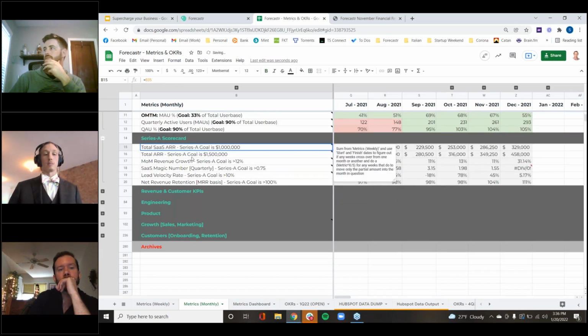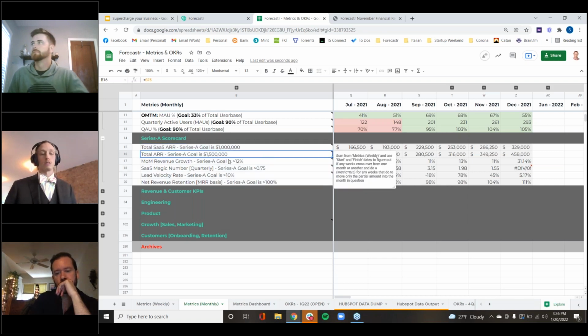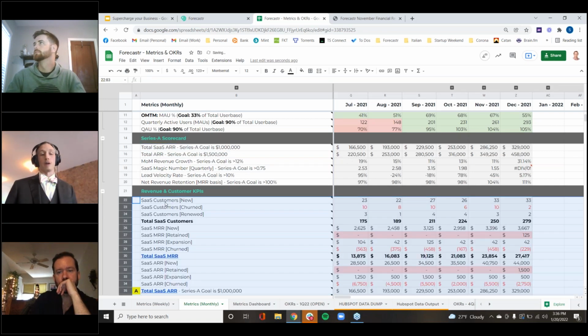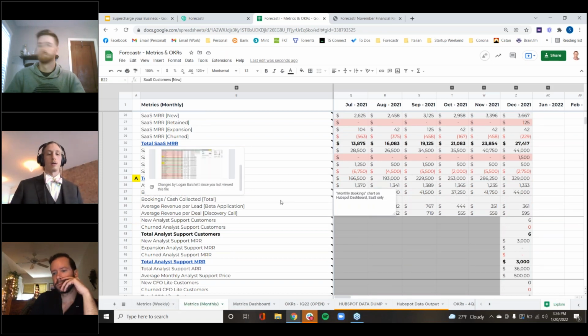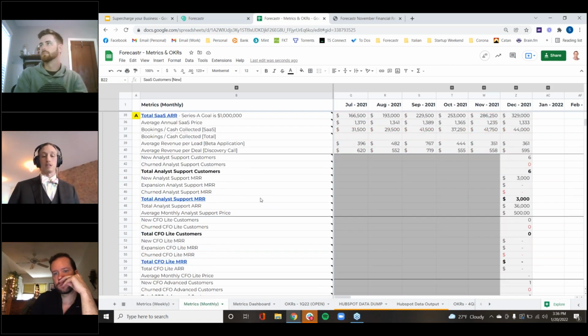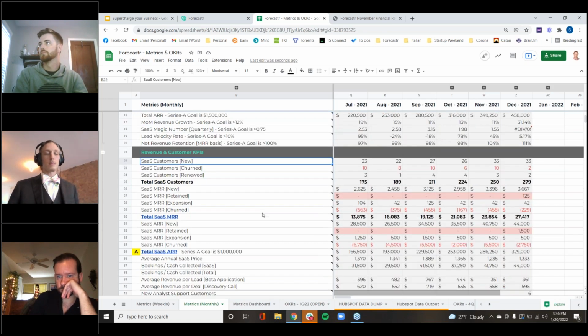So these are the metrics that we think are most important for us to hit and the goals for the Series A and how we're tracking against those goals. We've got all our revenue and customer KPIs, so all sorts of metrics on new customers and expansion and retention and churn, both for the SaaS and for the services that we do.